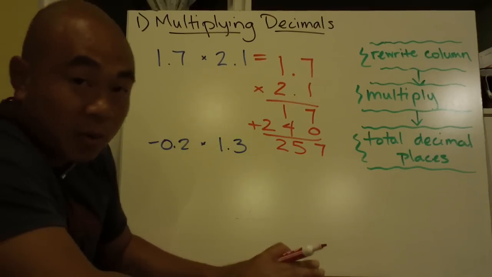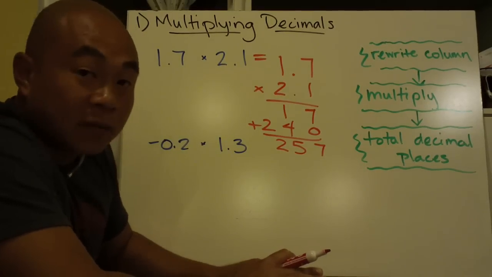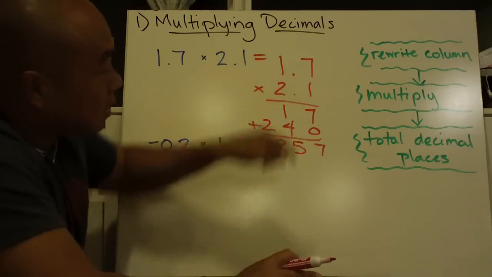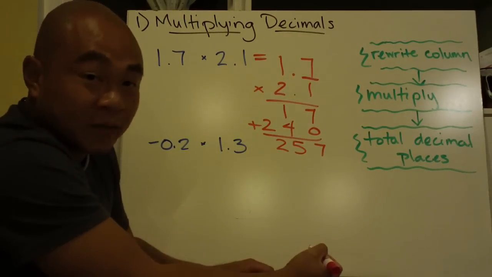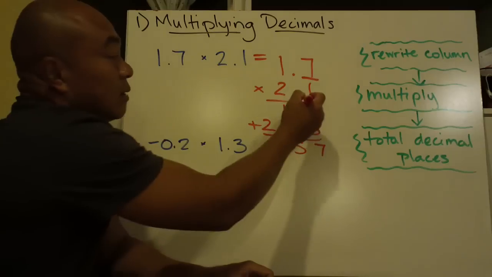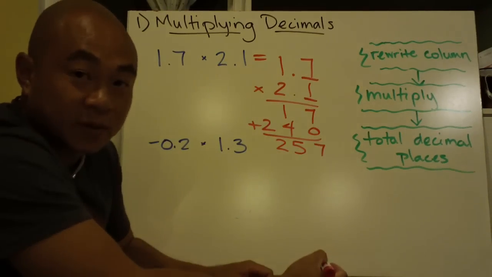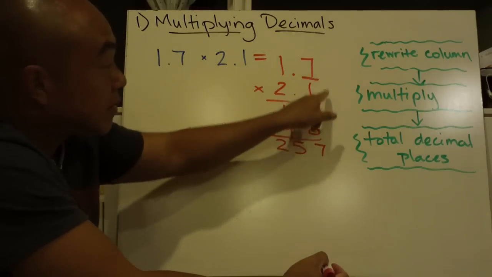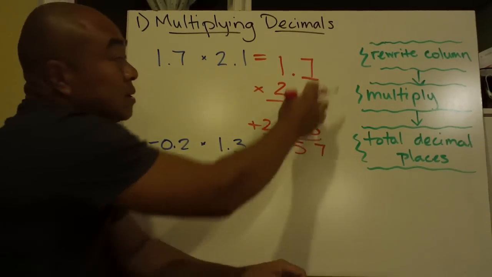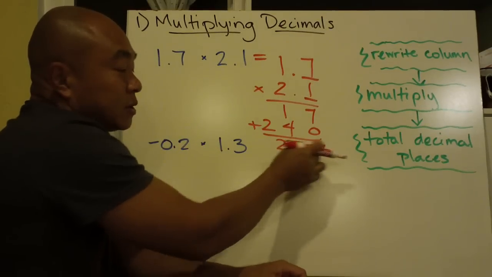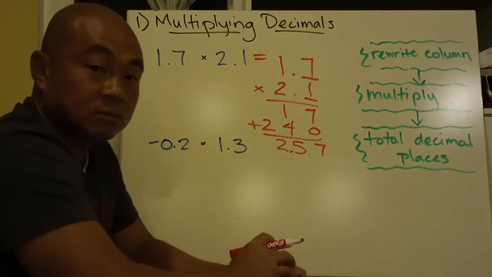Now the tricky part here is all about the decimal places. Now, I'm going to underline how many decimal places I have on the first number, which is 1. Then I have another decimal place over here, which is another 1. Together, you're finding the total of the decimal places. Since there's 2, your answer is going to have 2 decimal places. That's it.